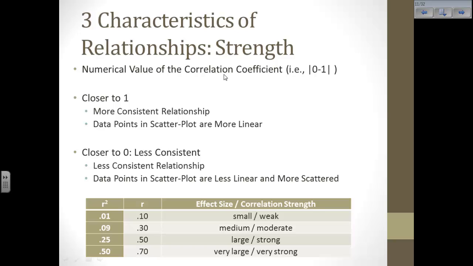If you calculated a correlation and you got -0.45, we would still say that's a strong relationship. Remember, strength and direction are not the same thing. Just because the correlation is negative doesn't mean that it's a strong relationship. It can still be strong.